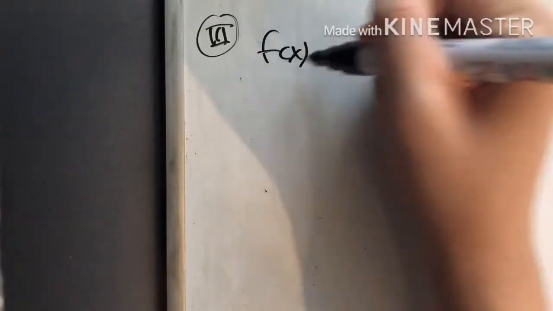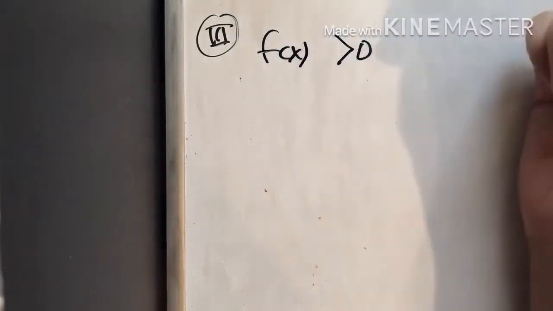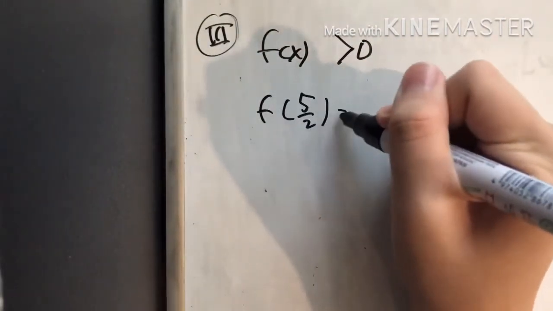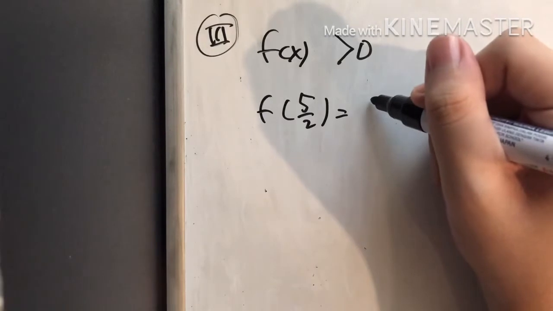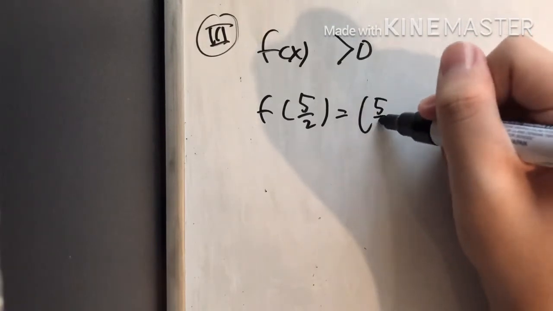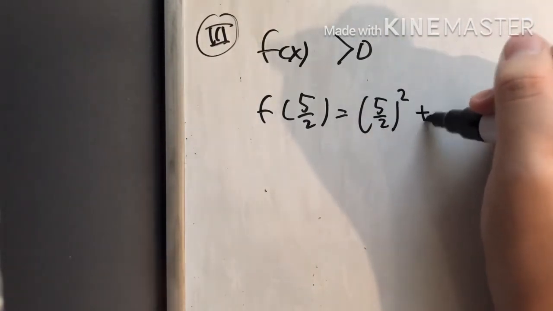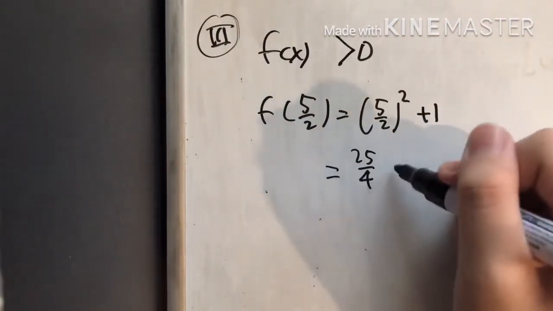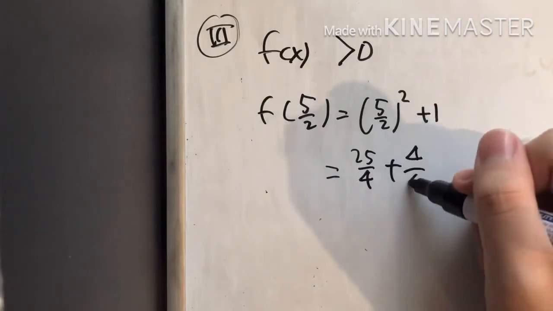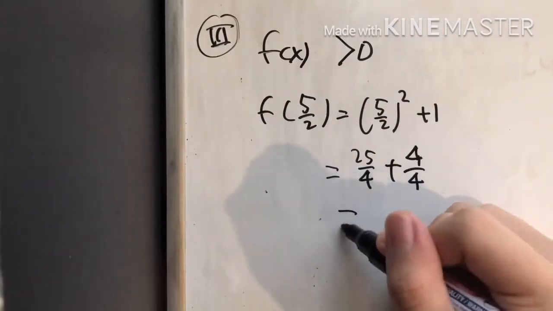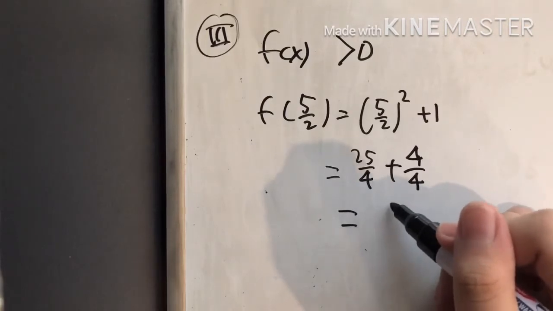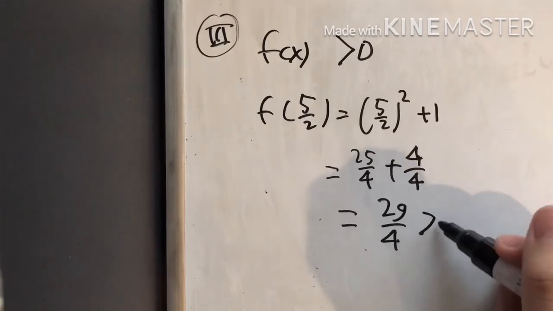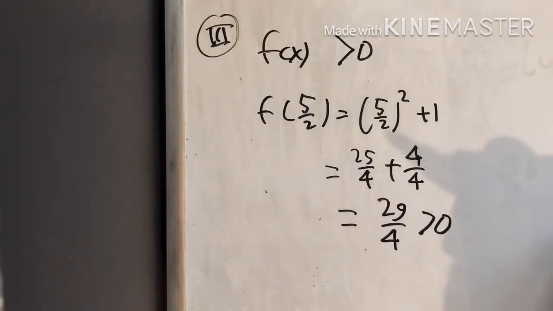To prove that it's correct, we must use f(x) is larger than 0. So f(5 over 2) is equal to (5 over 2) squared plus 1. So it equals to 25 over 4 plus 4 over 4, and the final result is 29 over 4, which is larger than 0. So it is correct.